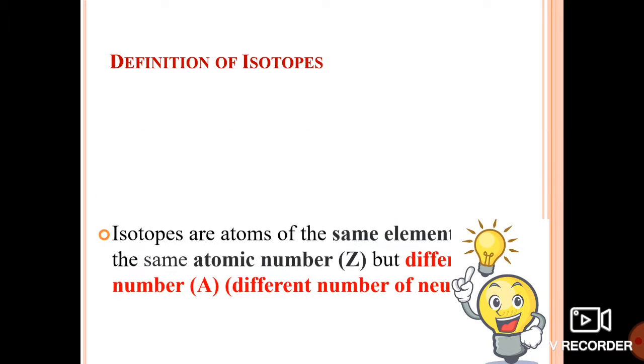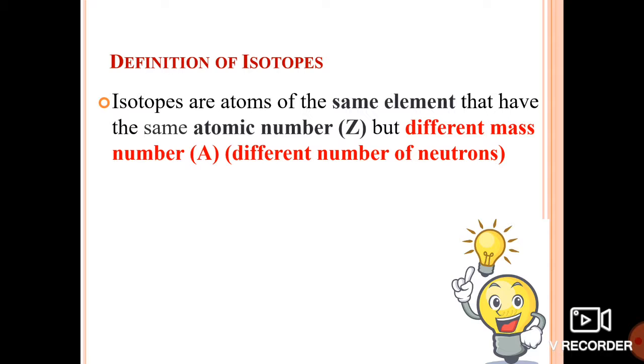Therefore, isotopes are atoms of the same element that have the same atomic number Z but different mass number A. This means that they also have different numbers of neutrons, since the number of neutrons equals A minus Z. Again, isotopes are atoms of the same element that have the same atomic number Z but different mass number A.